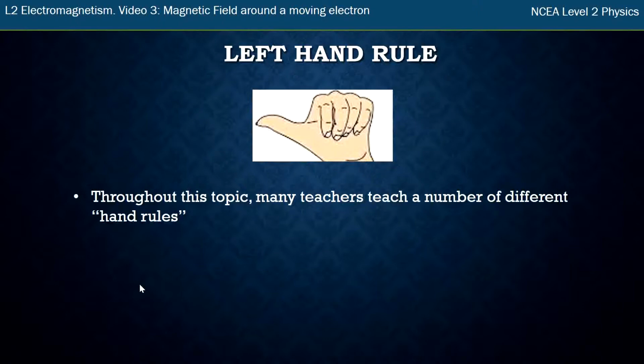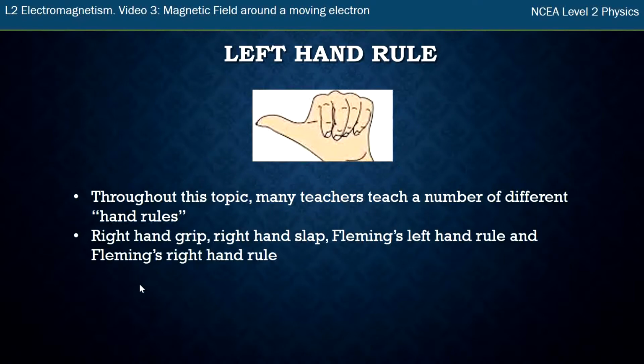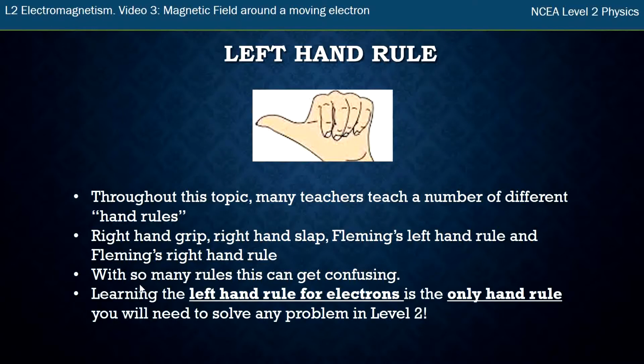Throughout the topic, many teachers are going to teach you a number of different hand rules. So if you are taught by a teacher other than me, you may get a right-hand grip rule, a right-hand slap rule, Fleming's left-hand rule, and Fleming's right-hand rule. A bunch of different rules can get things very confusing. So I have to give full credit to my co-teacher, Mr. Lau, who taught me this one, which is just a single rule. Learning the left-hand rule for electrons means you can solve everything in level 2 with only one hand rule. It makes things much better, especially if you want to understand things at a deep level.